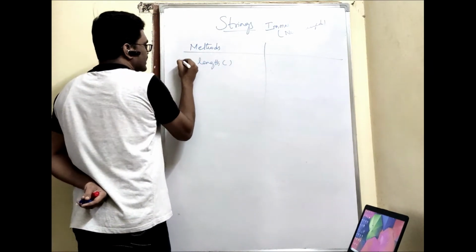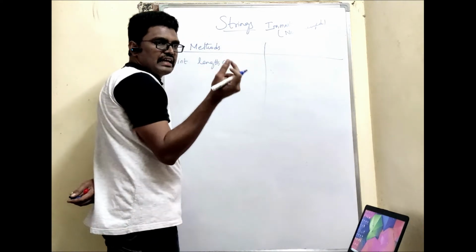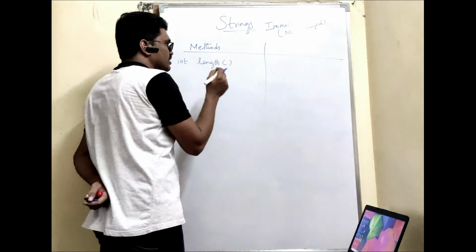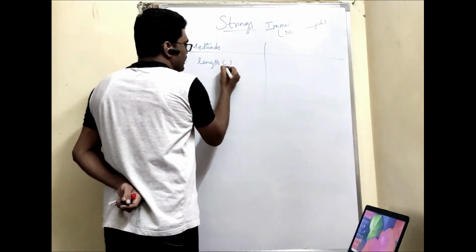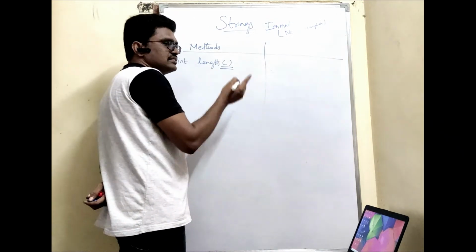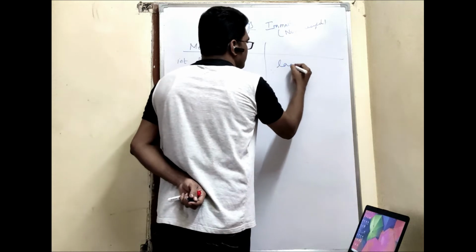So the first method is length. Don't get confused with the length variable that you have with arrays. Arrays have a variable called length. If you give array.length, it will find the length of the array. The length method can be used only with strings, and the length variable can be used only with arrays. This will find the length of the string.